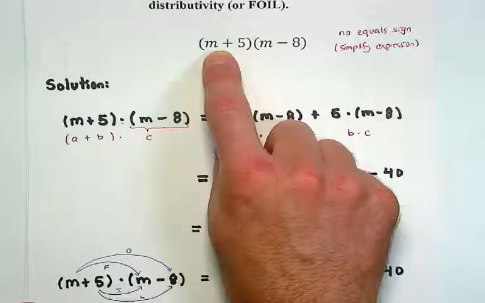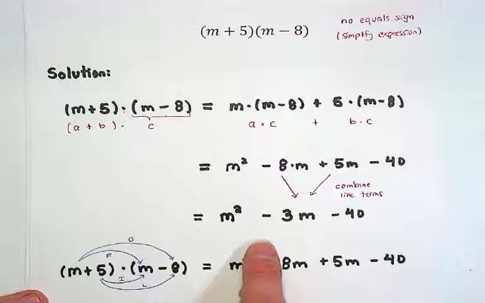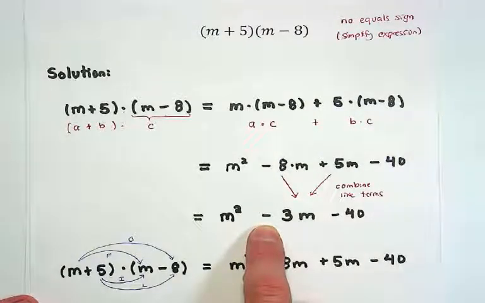M plus 5 was binomial 1, m minus 8 was binomial 2, and we found that that multiplication problem turned out to be m squared minus 3m minus 40. Let's take a look at another example to get some more practice.